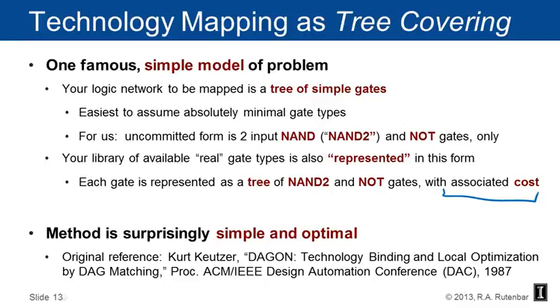So the original reference is by my friend Kurt Keutzer, who's now a faculty member at the University of California at Berkeley. I believe that he was at AT&T Bell Labs when he invented this. So the paper's called DAGON, Technology Binding and Local Optimization by DAG Matching. It's in the Design Automation Conference in 1987. Definitely worth a read if you can find it.